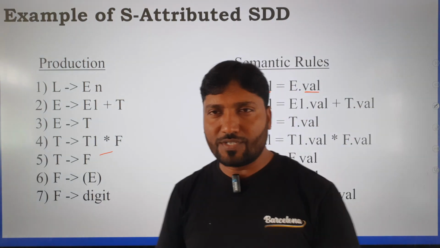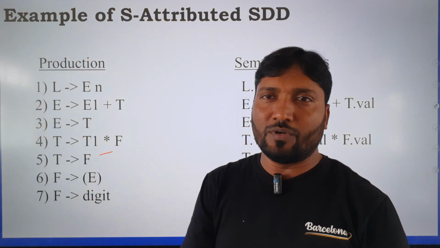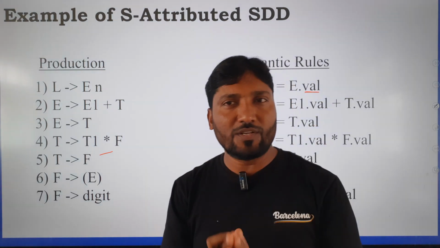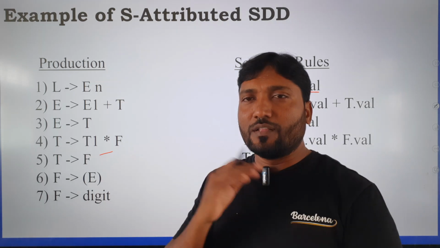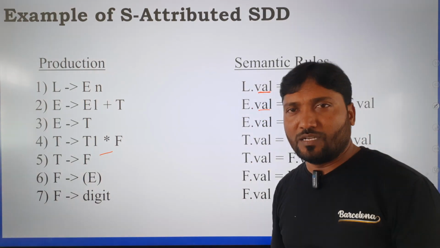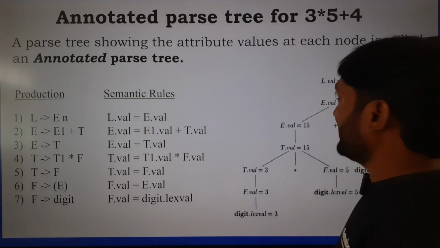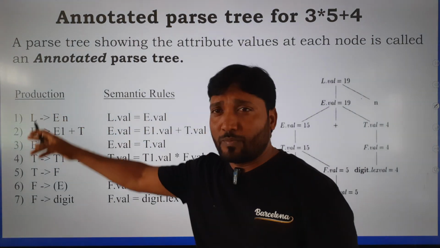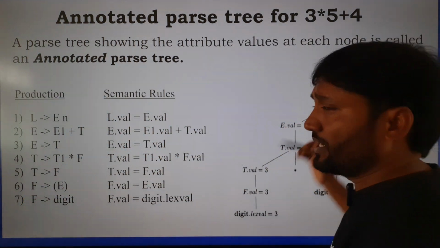What is the annotated parse tree? Okay, for each and every symbol we must provide its attribute value. If you construct any parse tree with the help of semantic rules by adding its attribute value, that becomes an annotated parse tree. Okay, let us see a simple example to understand clearly what is the annotated parse tree. So that is the given set of productions and the semantic rules, and now we are going to construct the annotated parse tree.